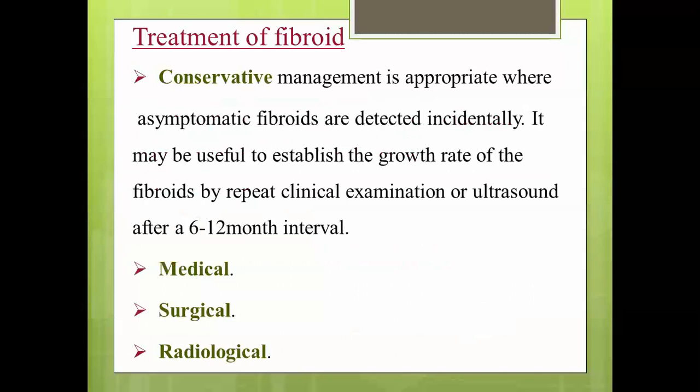So the first line is conservative, in which we just follow the patient. In this case, the patient should be asymptomatic, those patients whose fibroids are detected incidentally by ultrasound or during surgery. It may be useful to establish the growth rate of the fibroids by repeat clinical examination or ultrasound after a 6 to 12 month interval.